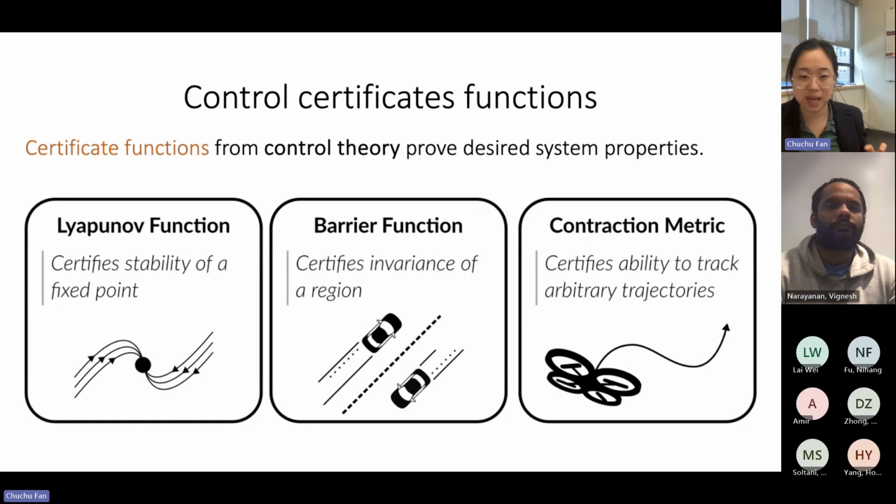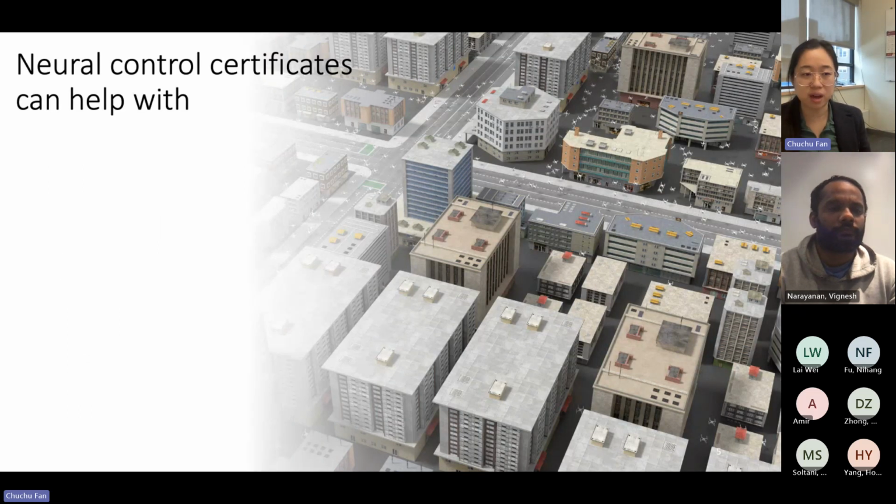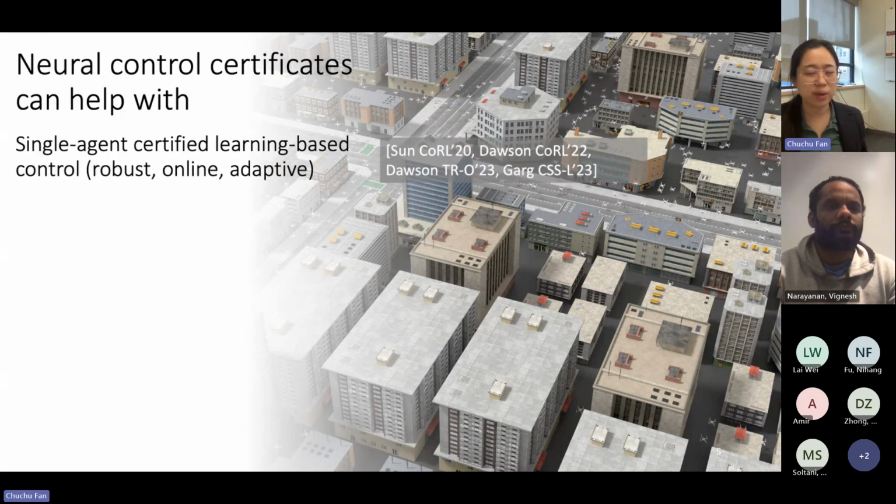I will tell you exactly how we are doing it, but basically a neural certificate is a neural network representation of these control certificate functions. Before I step into the details of neural certificates, I want to give you an overview of what neural certificates can do based on our existing research. We have shown that neural control certificates can help with single-agent learning-based control, where the control is certified to be stable or safe or tracking behaviors, dynamic behaviors tightly.